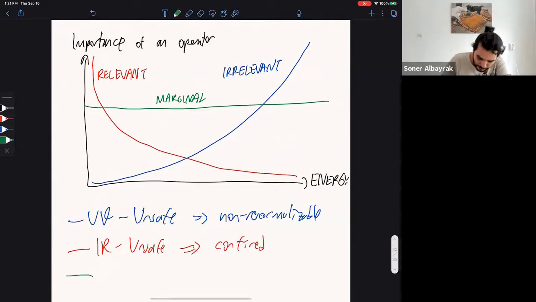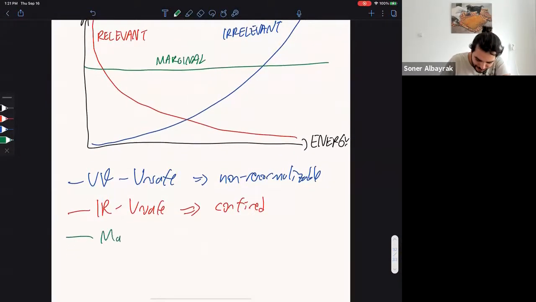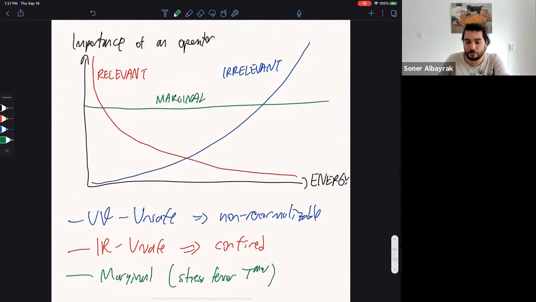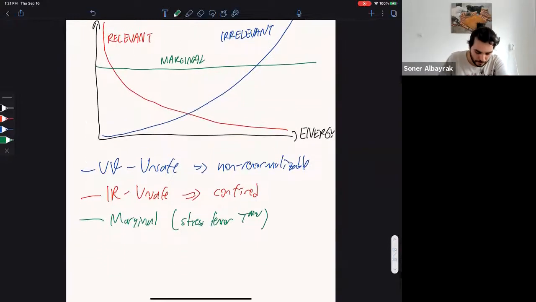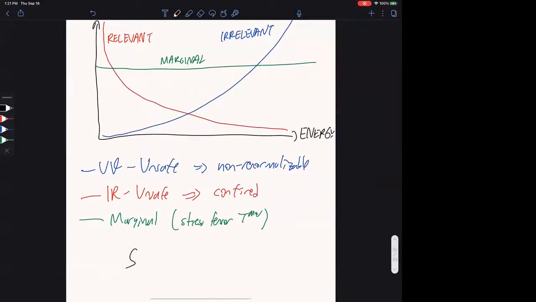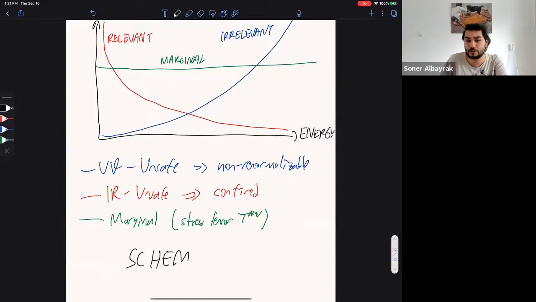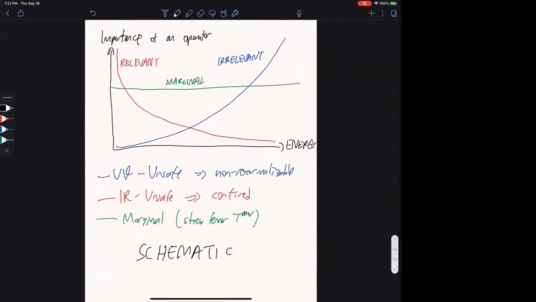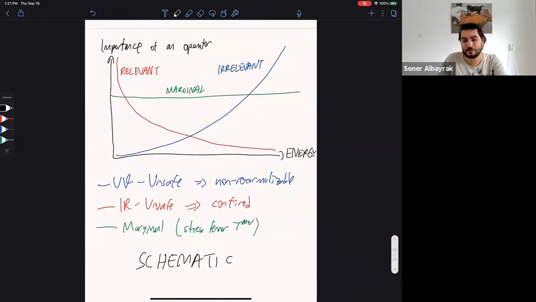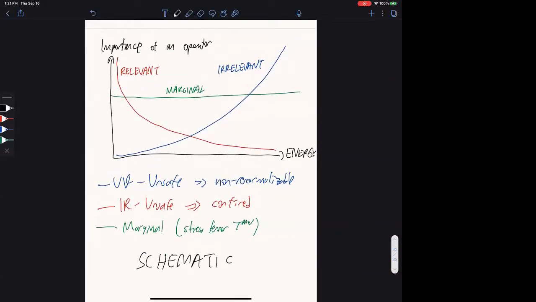And if you have a marginal operator, it's great. For instance, the stress tensor T mu nu is always there, no problem. It's important, it doesn't diverge anywhere, it doesn't break your theory. So this is the schematic view. Don't take this too seriously. Now it makes sense. I know this is just schematic, but it seems like if by chance you had a theory which only had marginal operators, everything would be fantastic.